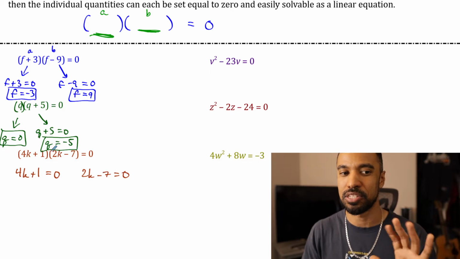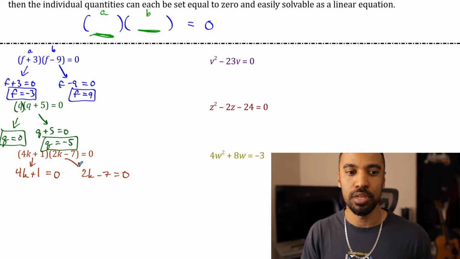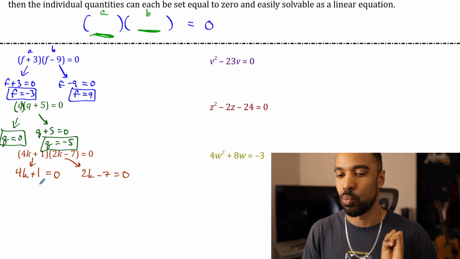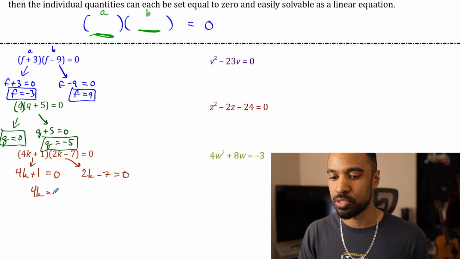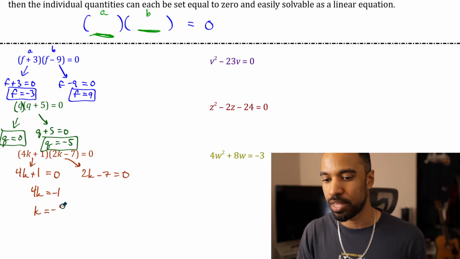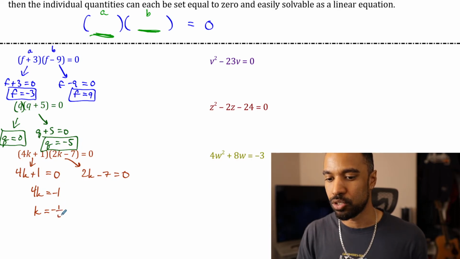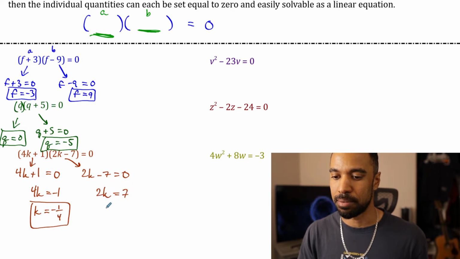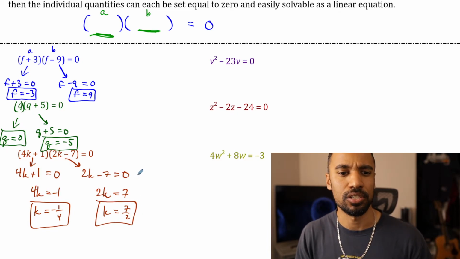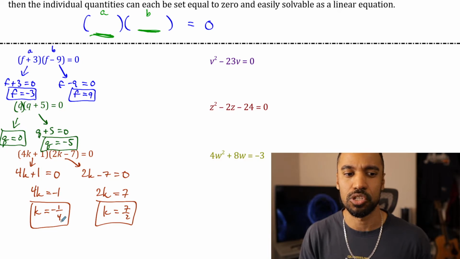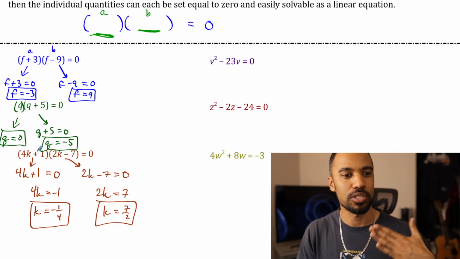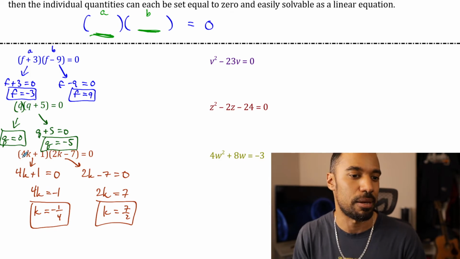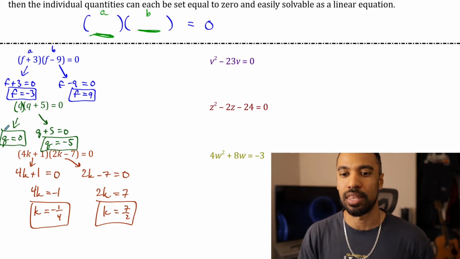Hopefully you're feeling comfortable with this idea of the zero product property. I'm setting both quantities equal to 0 and solving for k. I'm going to subtract 1 from both sides here, and then divide both sides by 4. That's negative 1/4, my answer for one of them. On the other one, I'm going to add 7 to both sides, and then divide both sides by 2. So I get 7 halves. Just leave it as a fraction. Try not to get decimals for that one. Those are the two answers for that one. Again, it wasn't just negative 1 and positive 7, because I had to divide by 4 and by 2. So a little more work on that one.